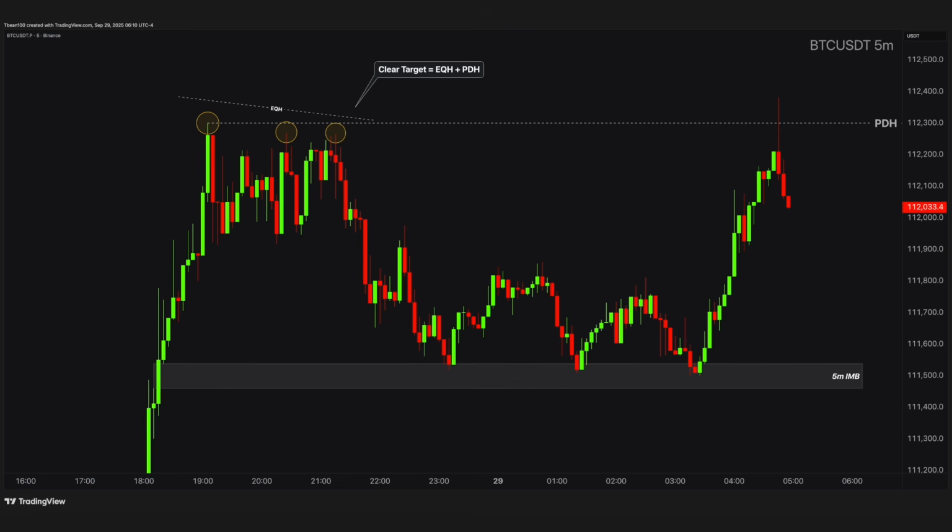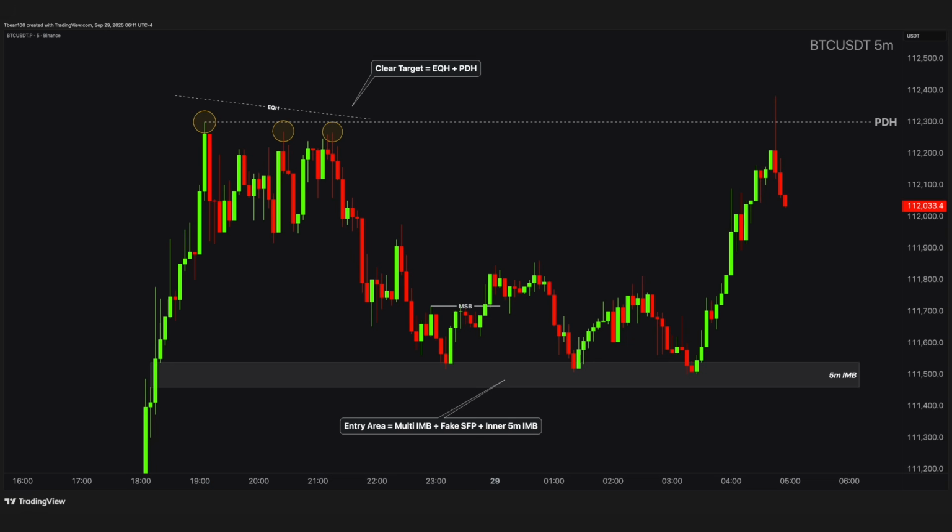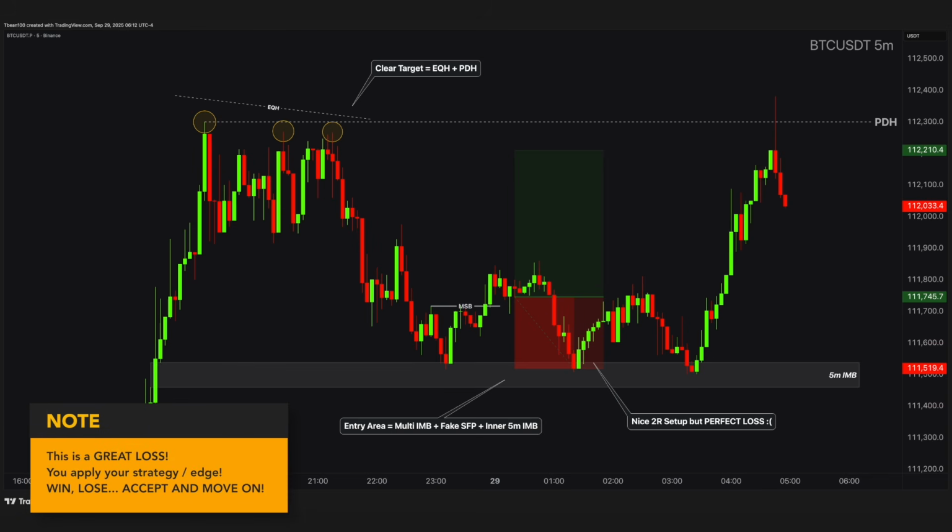Now, if you look down at the bottom, in the same area, full of imbalances and fake swing failure patterns, you will also notice this 5-minute inner imbalance. That imbalance is actually helping to support the price. Then you saw this inner structure break at the area with multiple imbalances. That is the moment when you enter this 2-hour setup. And let me tell you something, there is absolutely nothing wrong with this setup. This is what I could call a really great trade.